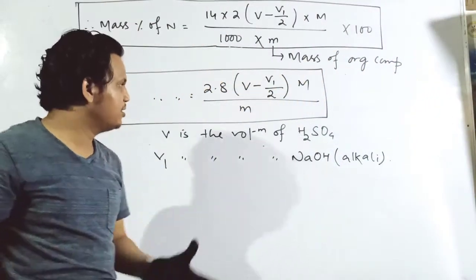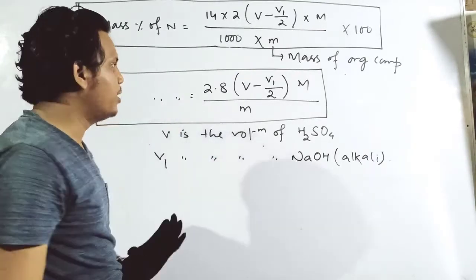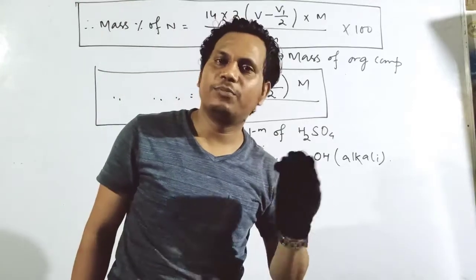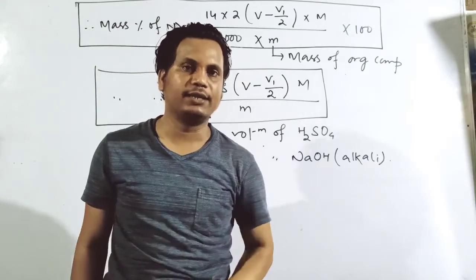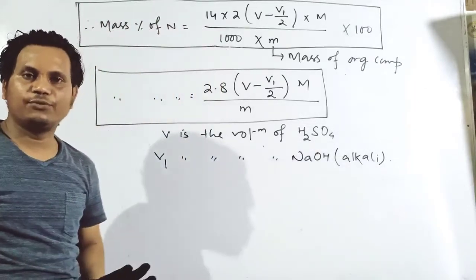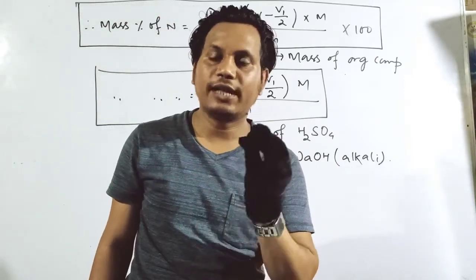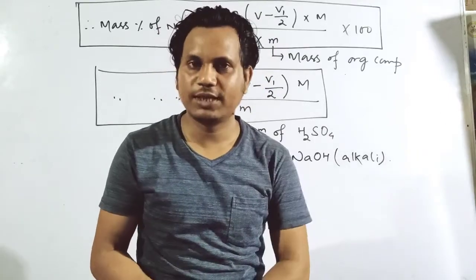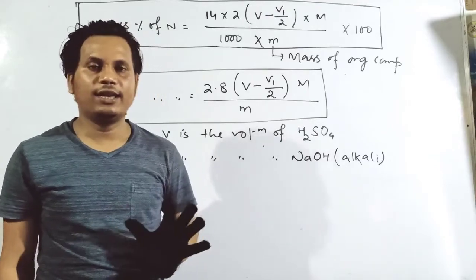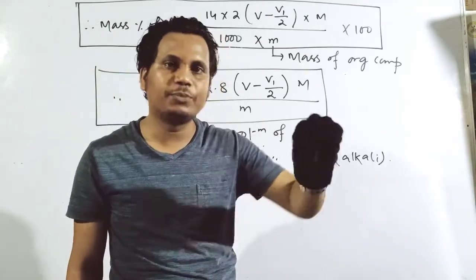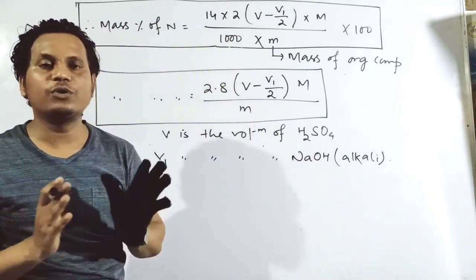So once again, a short revision. First, the organic compound containing nitrogen is treated with concentrated sulfuric acid. Then the nitrogen converts into ammonium sulfate. Then that ammonium sulfate is treated with alkali, and the nitrogen present is converted to ammonia. Now we require the volume of ammonia produced.